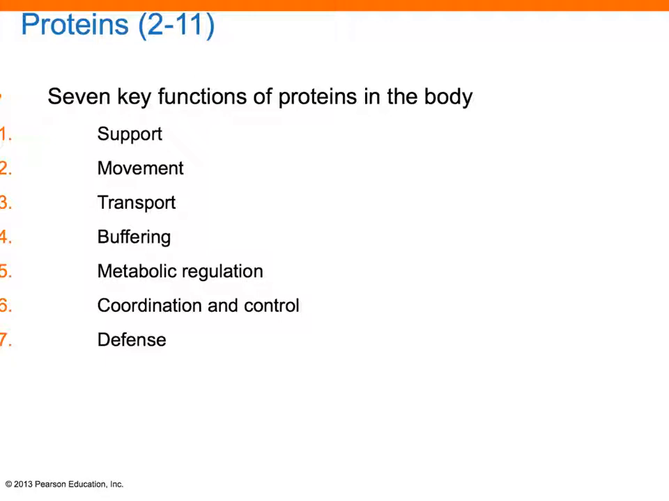The next macromolecule are the proteins, the amino acids. There are 7 key functions of proteins in the body. They deal with support, movement, transport, buffering, metabolic regulation, coordination and control, and defense.